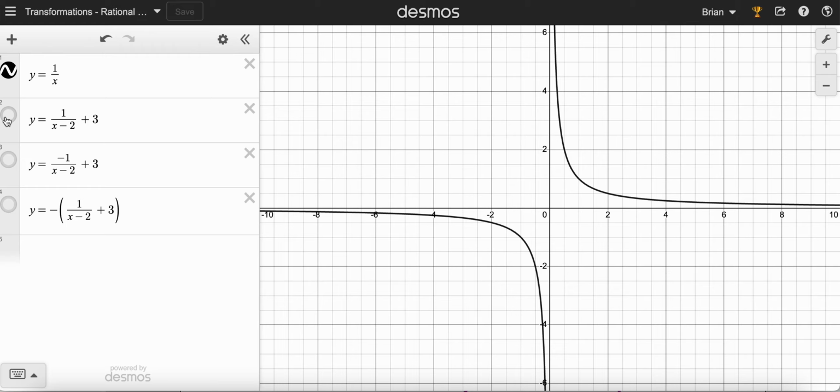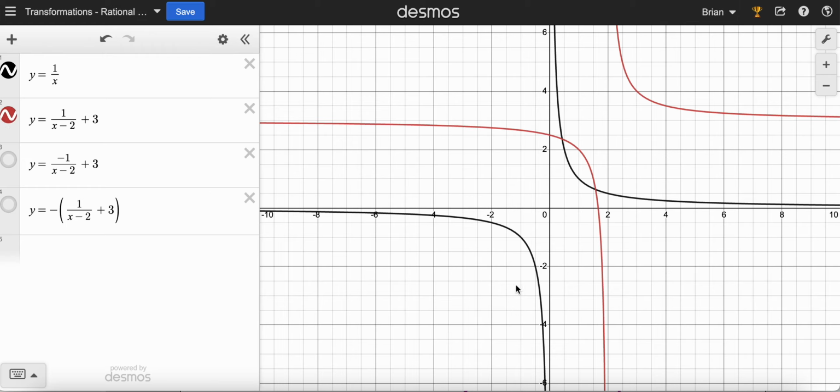So we move 2 units to the right and 3 units up. Here's the point 2, 3, somewhere in this space here. And we see that we would not cross the line x is equal to 2, and we will not cross the line y is equal to 3. We've moved the asymptotes along with the graph.